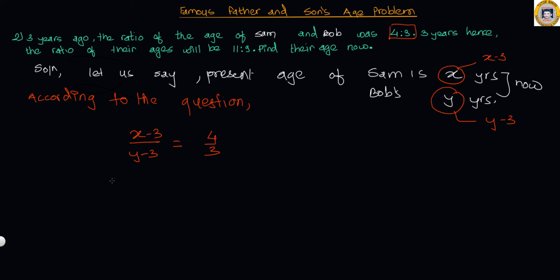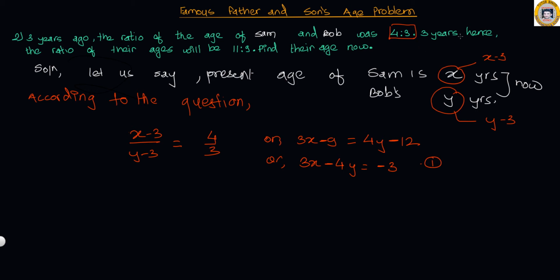So let me cross multiply it so that I can get 3x minus 9, because 3 times 3 is 9, equals 4y minus 12, or 3x minus 4y equals negative 12 plus 9, which would be negative 3. Let me write this as equation 1.